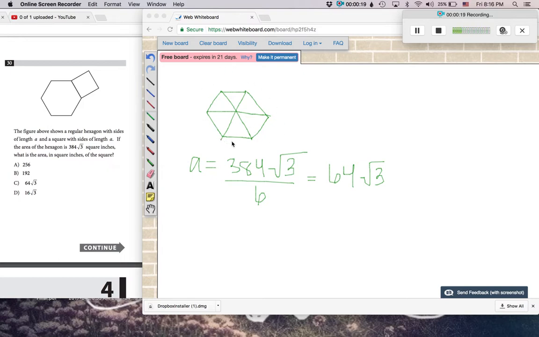We know that we can split it into 6 equal parts, because otherwise, there's no way we're going to be able to determine a certain side or anything like that unless we divide it up into different shapes. So we divide it up into 6 equilateral triangles, and if the area of the entire hexagon is 384 times the square root of 3, we can divide that by 6 because we have 6 equilateral triangles making up this hexagon. So when we do that math, we actually get 64 times the square root of 3.